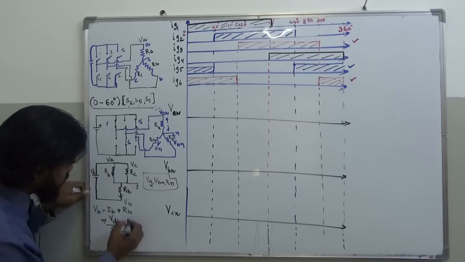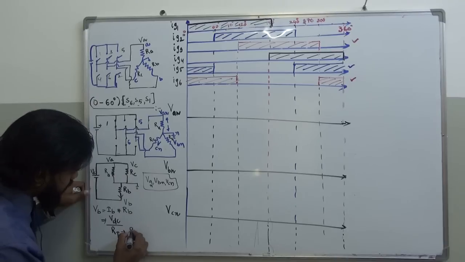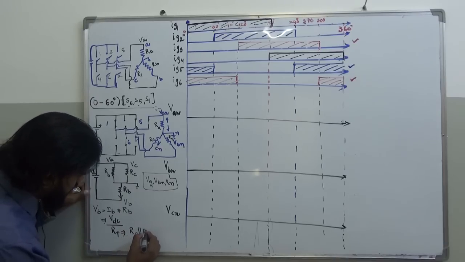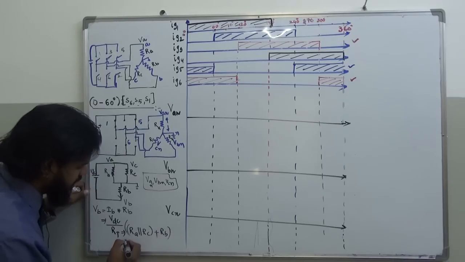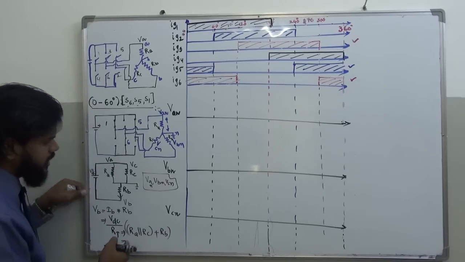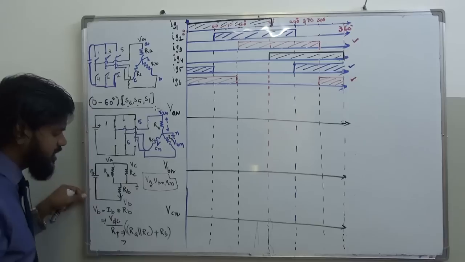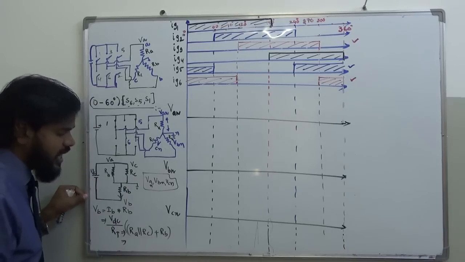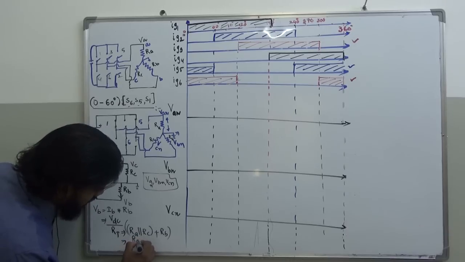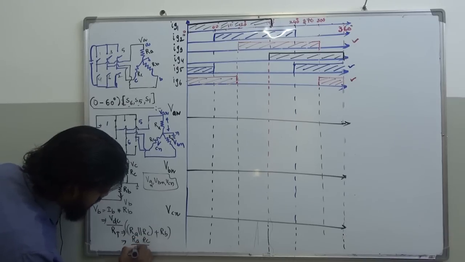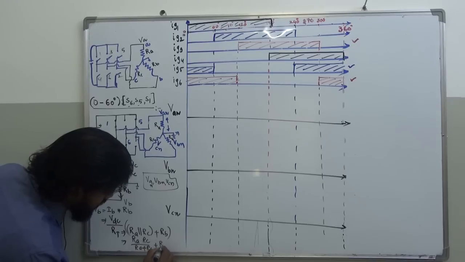So let me find that. What is the total resistance? It's a parallel combination of RA and RC, plus RB, right? This is how it is. Am I right, my dear? So what is a parallel combination? It's going to be RA multiplied by RC divided by RA plus RC, plus RB.